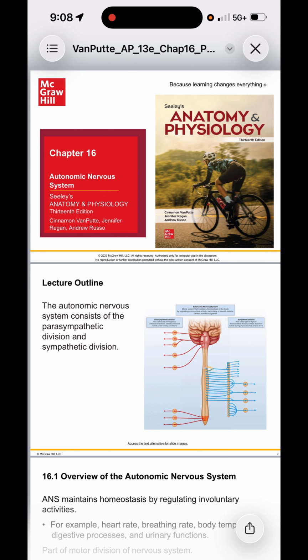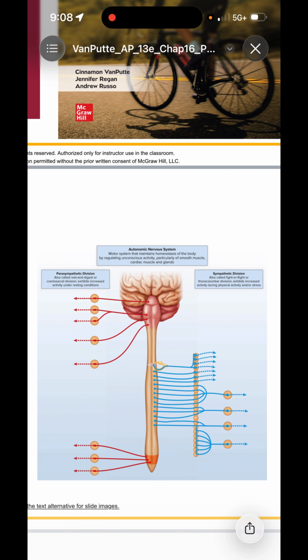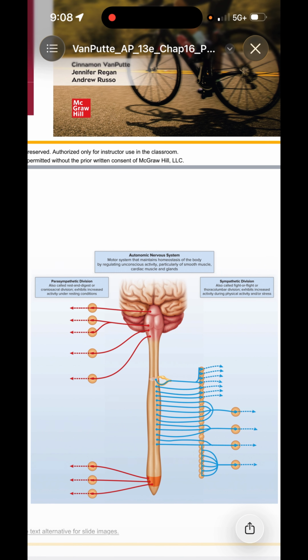Chapter 16, Autonomic Nervous System. Lecture outline. The autonomic nervous system consists of parasympathetic division and sympathetic division. Autonomic nervous system, motor system that maintains homeostasis of the body by regulating unconscious activity, particularly of smooth muscle, cardiac muscle, and glands.